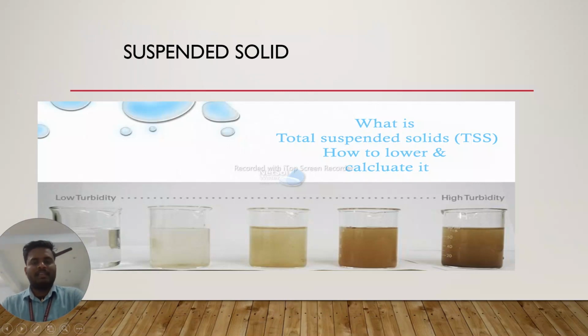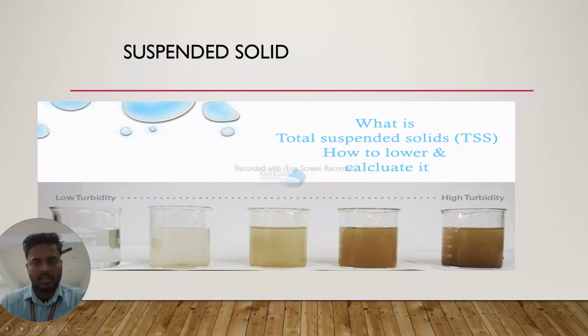So let's see the suspended solids. What is TSS? Total suspended solids. This is low turbidity, the fineness of water. You can see these five containers. The first container is normal water, and then the suspended solids increase in each container. So this is the low turbidity, and it increases, and finally it reaches high turbidity, right?